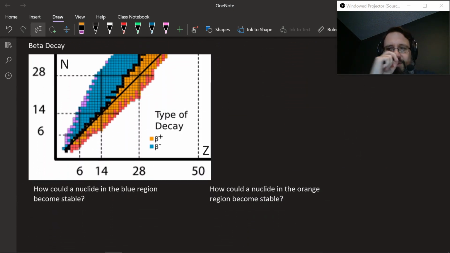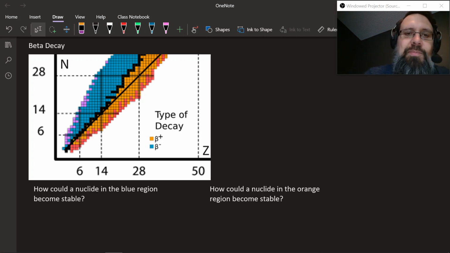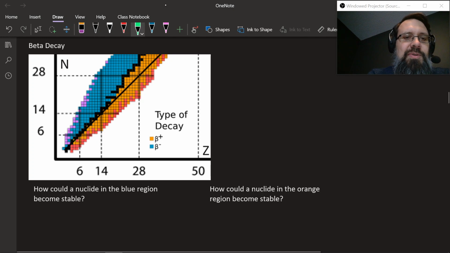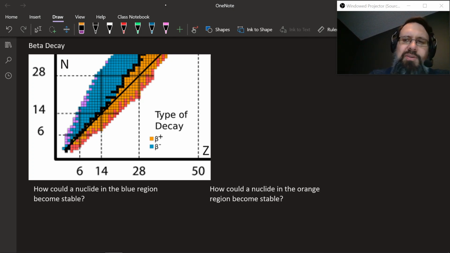Let's look at beta decay. So alpha decay happened when the nucleus was really big. When does beta decay happen? Beta decay happens in these regions here. We talked about it when there's either too many neutrons or too few neutrons. So let's go into a little bit more detail and try to understand what's going on there.